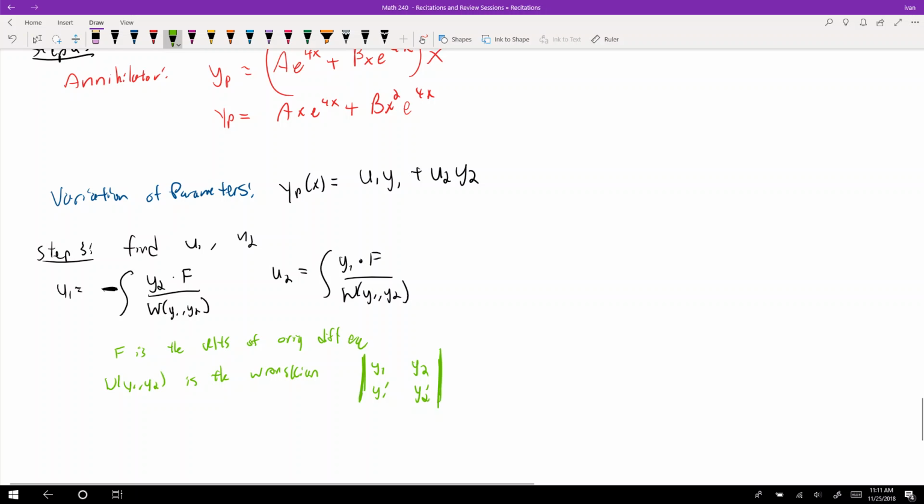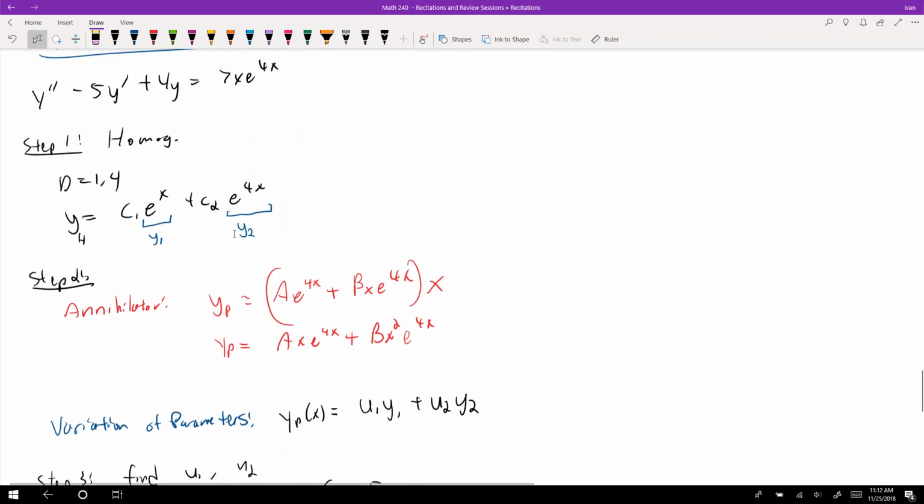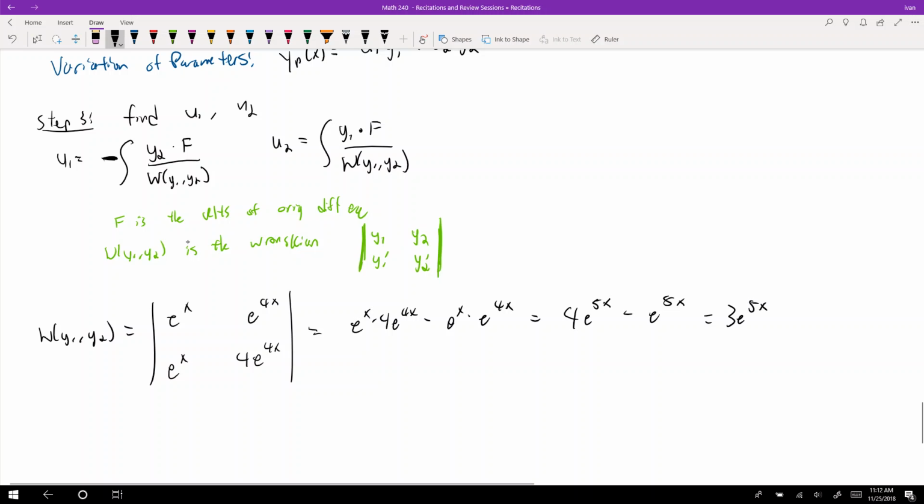So, what we want to do is find what the Wronskian is. That's going to be a derivative, and y1 is e to the x, and y2 is e to the 4x, so e to the x, e to the 4x. Derivative, e to the x, derivative here, 4 e to the 4x. Then the determinant is e to the x times 4 e to the 4x minus e to the x times e to the 4x, and that's equal to 4 e to the 5x, because you add the exponents, minus e to the 5x. So we get 3 e to the 5x as the Wronskian.